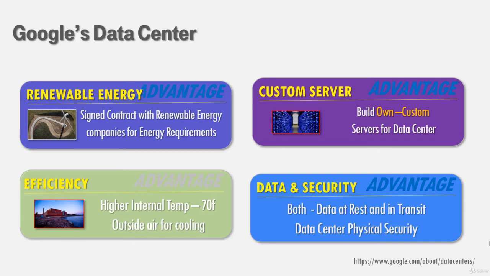The efficiency of the data center is improved by one particular parameter, and that is the temperature. They use outside air temperature to cool the data center. They have raised the internal data center temperature to 70 Fahrenheit because they know it will not impact their servers. And if you look at data security, the data is at rest, or when it gets stored onto the disk, it is encrypted all the time so that if someone gets access to the data, they will not be able to read it.